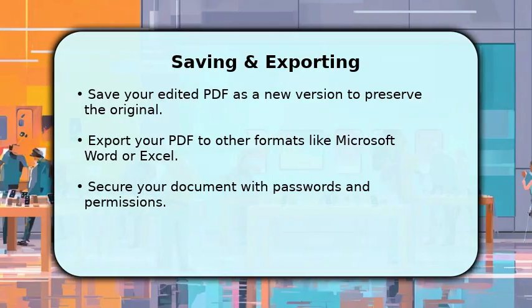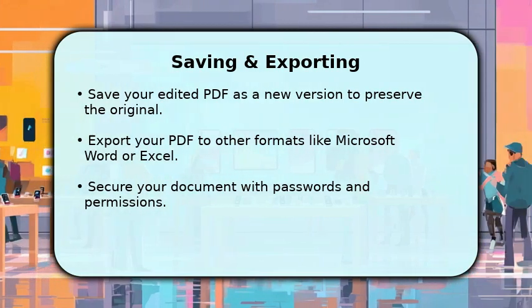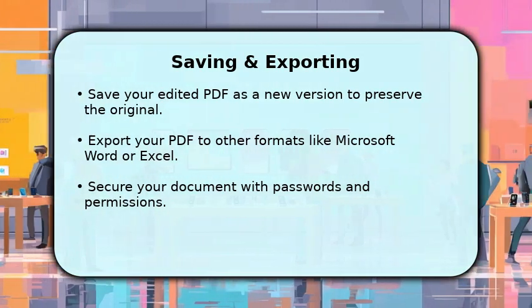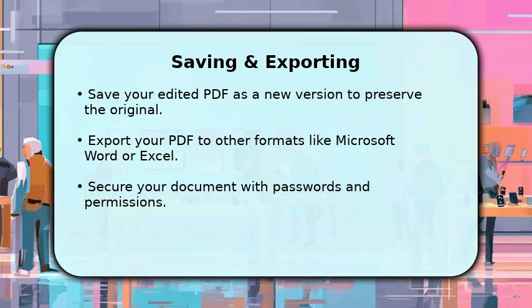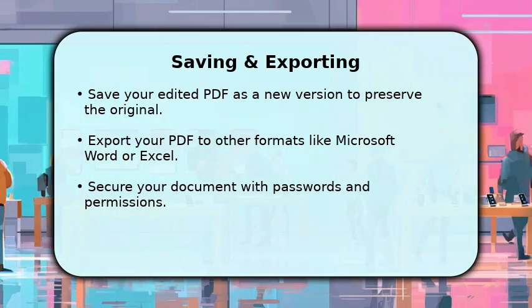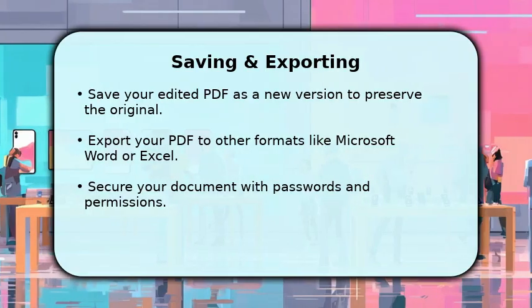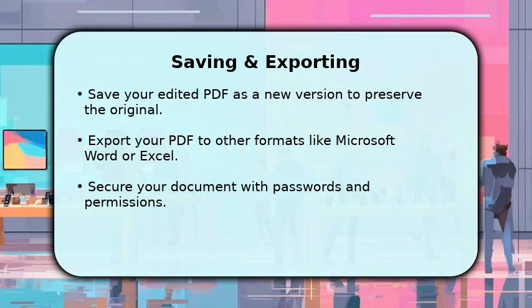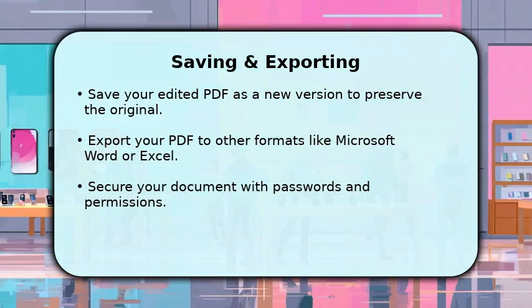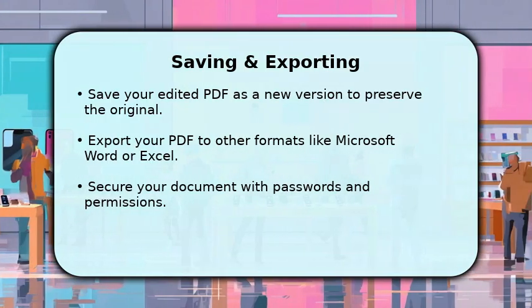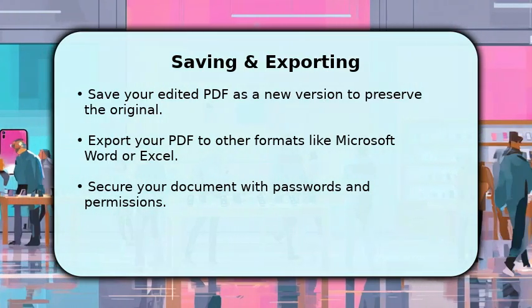Nitro Pro also offers robust export options, allowing you to convert your PDF into formats like Microsoft Word or Excel with high fidelity. For added security, you can protect your document with passwords and set specific permissions before sharing it directly from the application. This ensures your information remains safe.